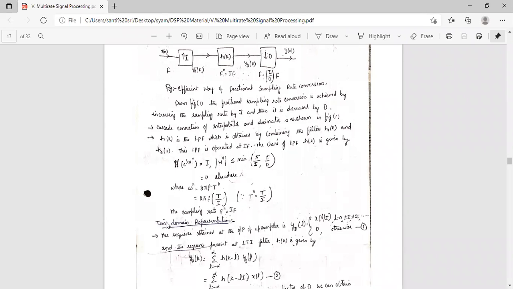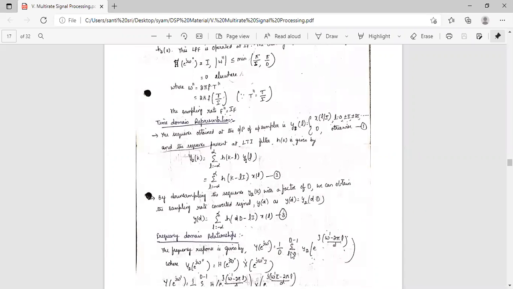In the time domain, the sequence obtained at the output of the sampler is y1 of L, equal to x of L by I, where L is 0, plus or minus I, plus or minus 2I, etc. Otherwise it is 0. The sequence at the output of the low pass filter h of k is y2 of k, equal to the sum over L from minus infinity of h of k minus L into y1 of L, that is the sum of h of k minus LI into x of L. That is equation number 2. By downsampling the sequence y2 of k by a factor of D, we obtain the sampling rate converted signal y of m, equal to the sum over L from minus infinity to infinity of h of mD minus LI into x of L. That is equation number 3.